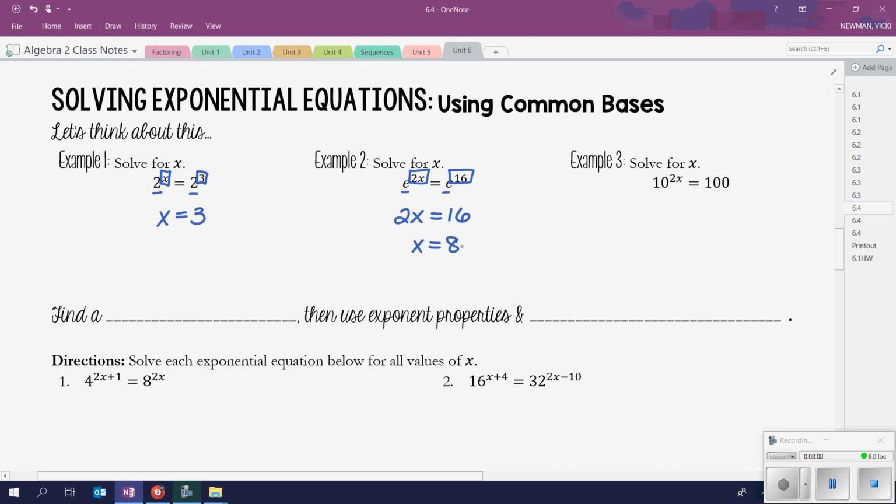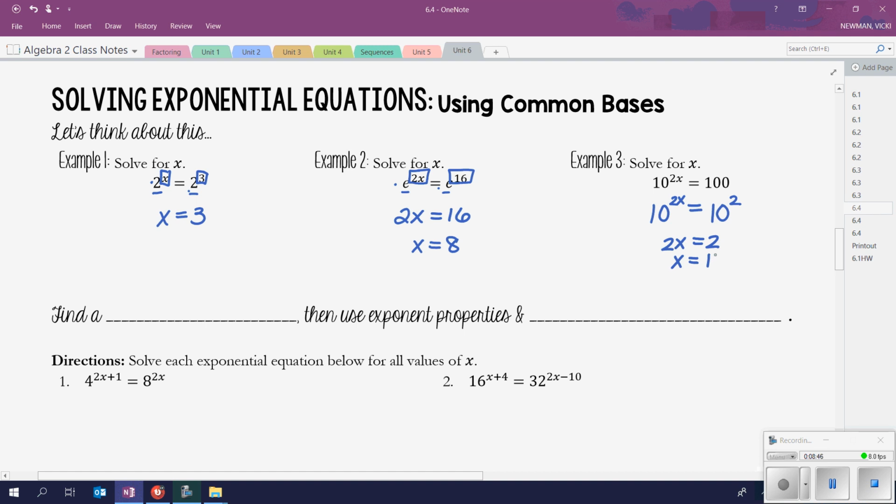Now, example 3 is a little trickier. That Miss Newman, she likes to trick you. 10 to the 2x is equal to 100. Well, that's not written with a common base. Here we had a base of 2 for both of them. Here we had a base of e for both of them. So I want to rewrite 100 as 10 squared. Now they have the same base, so I know my equation is 2x is equal to 2, so x is equal to 1.